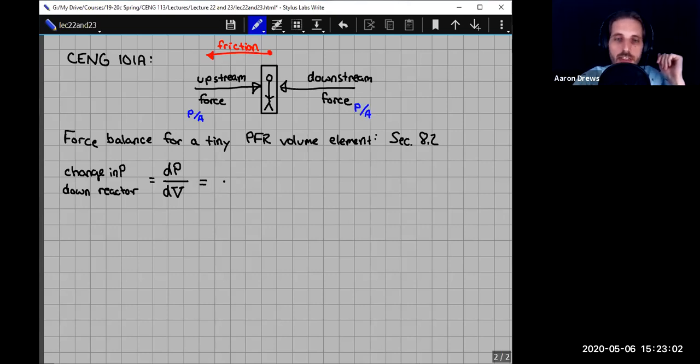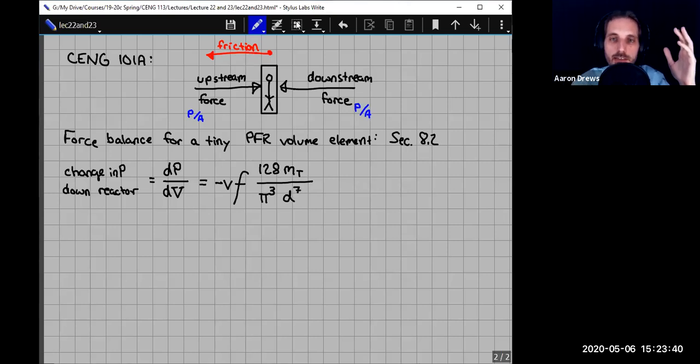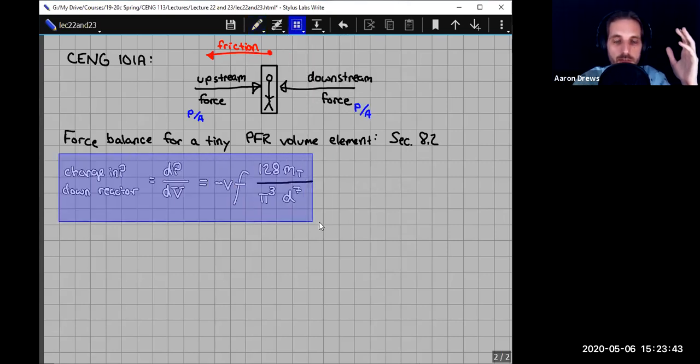The way that it changes is simply an equation that came from a force balance that I am not going to derive here. It's equal to minus the volumetric flow rate times a new parameter F, which I'm going to make a big old scripty F, times a number that looks entirely arbitrary, but is in fact not arbitrary at all, 128 times M_T. We'll define M_T in a moment. This is great. How often do you see pi cubed in a denominator times something else, a D to the 7th power? That's pretty dope. I like seeing large powers like that.